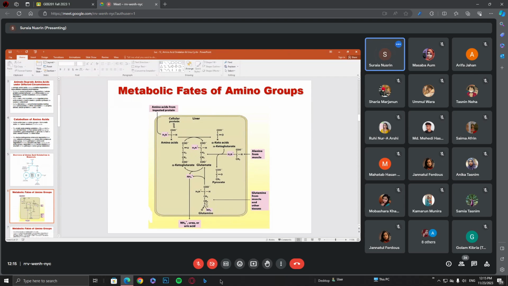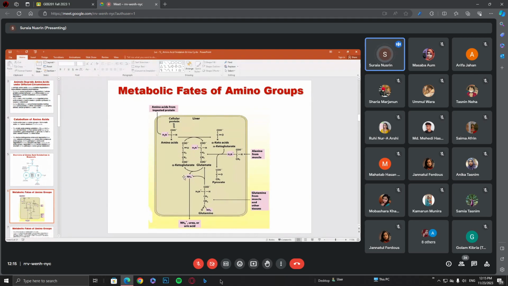So here glutamine goes to the liver. You can see this is the amide nitrogen, the amide amino group. So glutamine then releases that amino group. Not the functional amino group, but this additional amino group, which is the amide nitrogen, will be released. After releasing that amino group, the glutamine becomes glutamate.